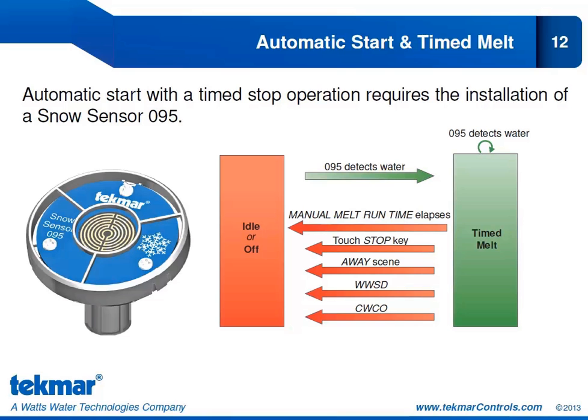If the ambient temperature drops below our cold weather cutout setting, then we have a melt suspended state. Whenever we come back out of cold weather cutout, we will continue to melt, and the length of that melt cycle will be whatever time was remaining from the previous timed melt. So whatever manual melt runtime was still remaining is how long it will continue to melt for, unless, of course, the 095 detects water again.